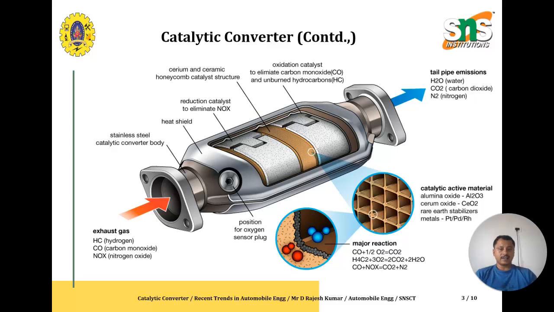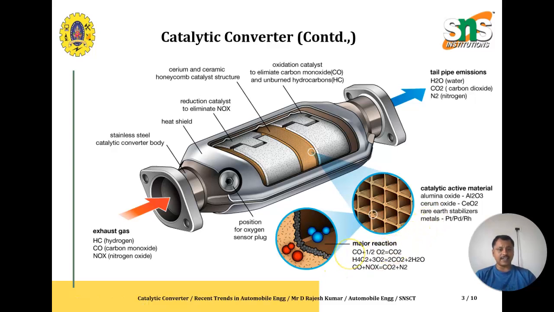You can see the clear picture of the catalytic converter. The main components are the intake of the exhaust gas and the filtered gas that is sent to the atmosphere, that is the tailpipe. You can see that they are indicated by the red and blue arrow marks. Other than this, the catalytic converter consists of active material, called catalytic material, that is aluminum oxide, cerium oxide, and rare earth stabilizer metals.